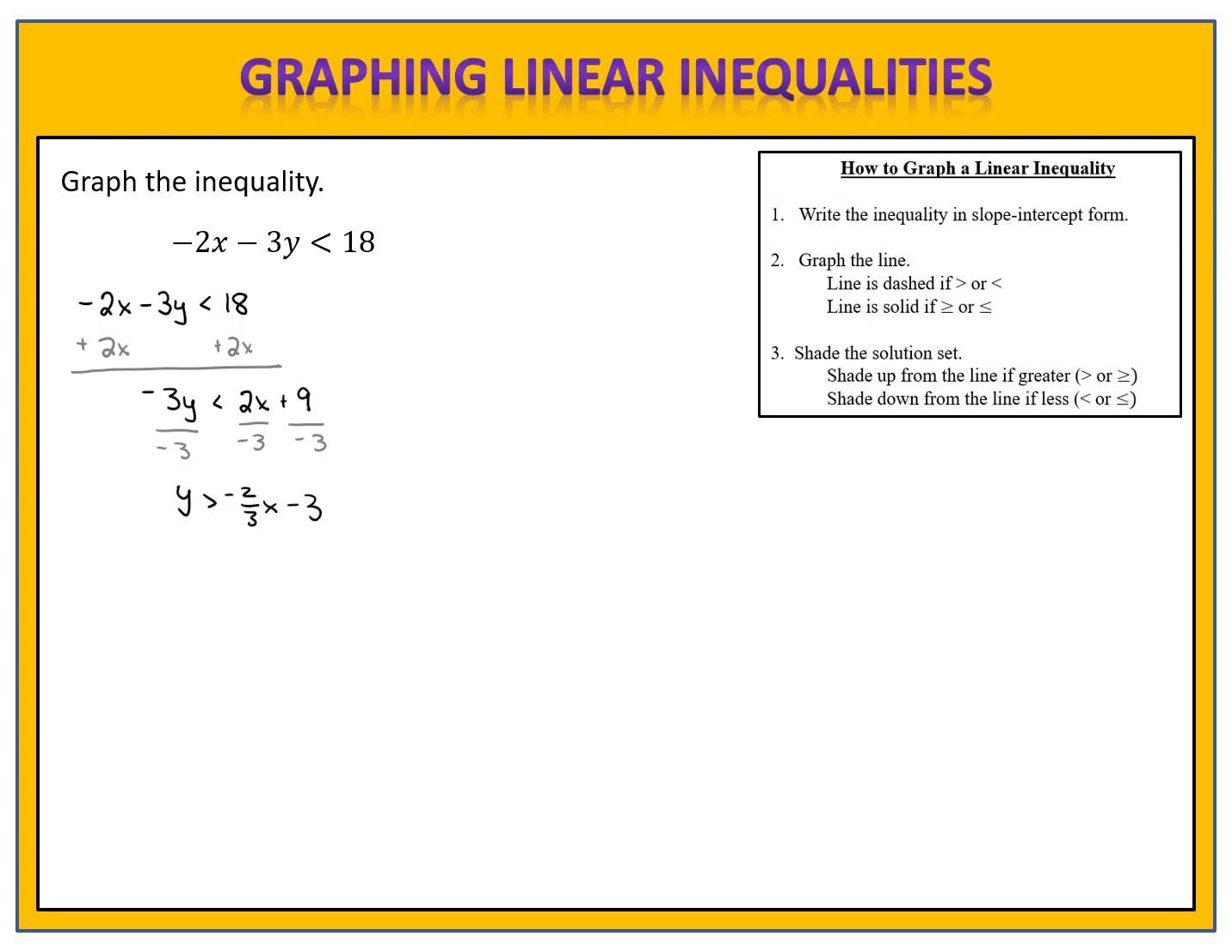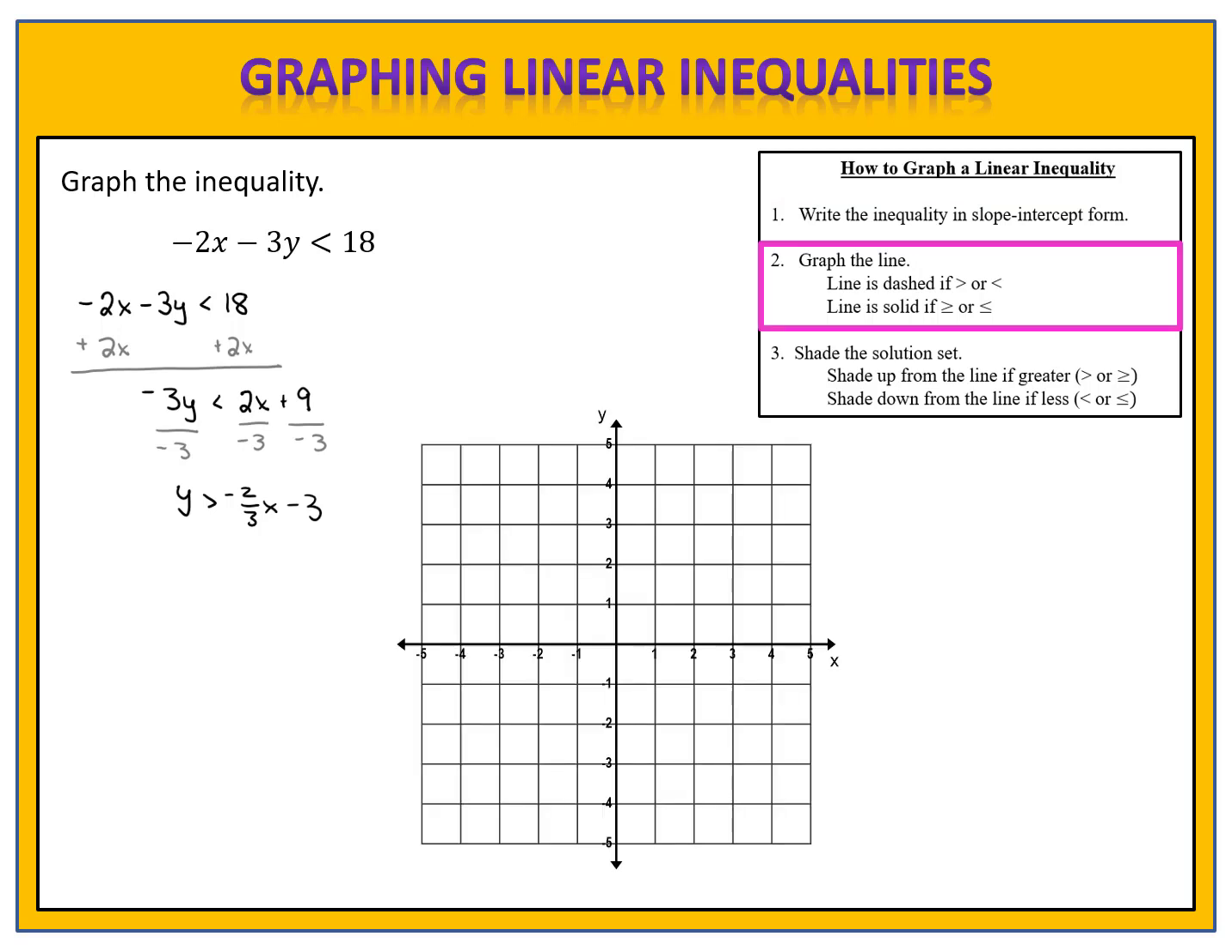We're now ready to move to step 2 and construct the graph. We start with the y-intercept. The y-intercept is at negative 3, and the slope is negative 2/3. We use the slope to plot additional points. Then we need to decide whether the line will be solid or dashed. Again, we look at the inequality symbol to determine whether this will be a solid line or a dashed line. We have simply a greater than symbol, which means we will have a dashed line. We construct the dashed line through the points on the graph.